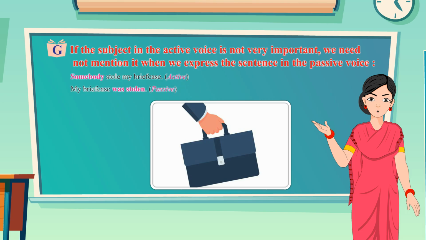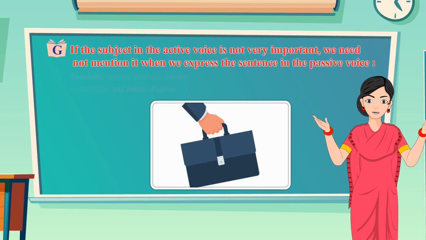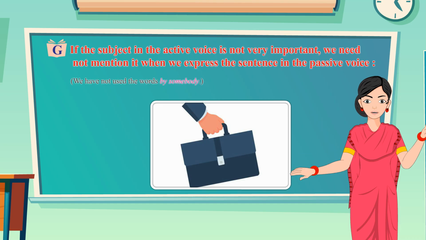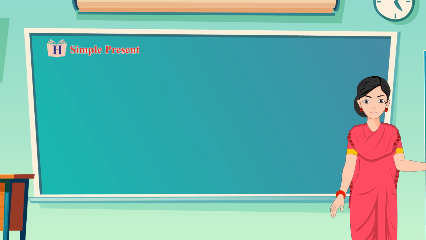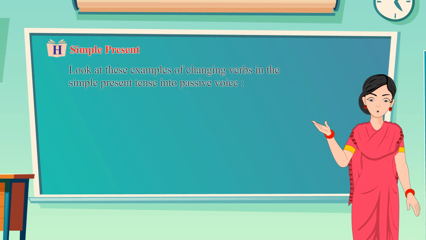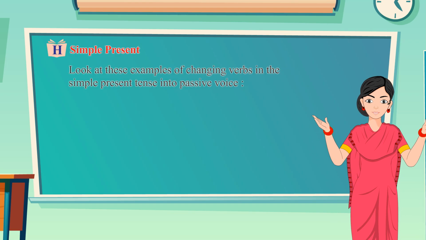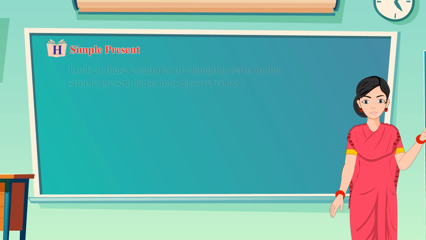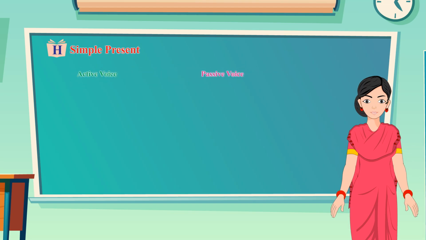Active: my briefcase was stolen. Passive: we have not used the words "by somebody." H. Simple present. Look at these examples of changing verbs in the simple present tense into passive voice.